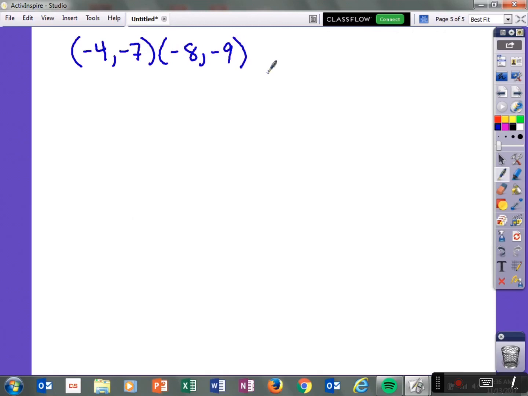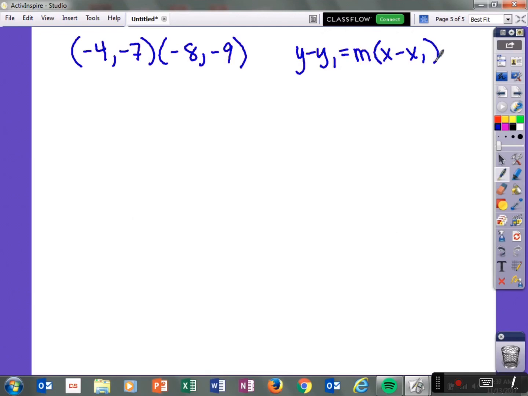Which formula are we going to have to use? Slope intercept or point slope? Point slope. Why? Because there's no 0 as the x. What is the point slope formula? y minus y1 equals m, x minus x1.